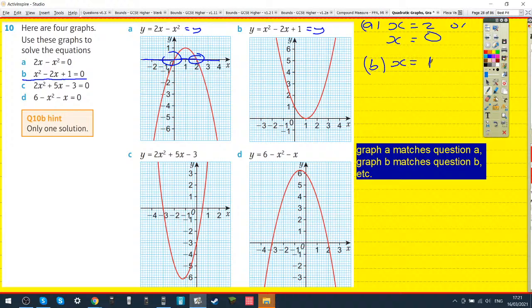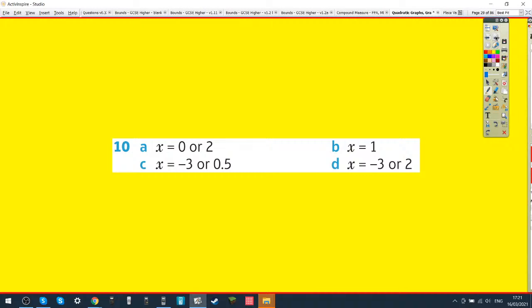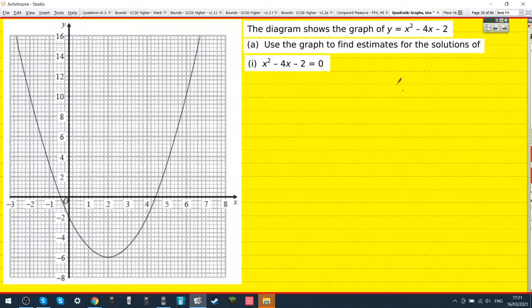Okay, question C. It's equal to 0 on -3 and 0.5. Yep. And D. Equal to 0, -3 and 2. Yeah, x equals -3 or x equals 2. Got it. Okay, how about this?